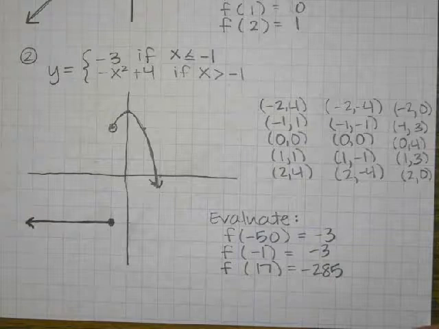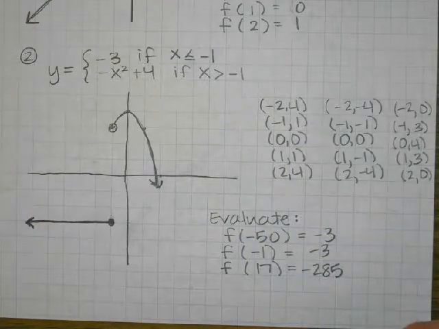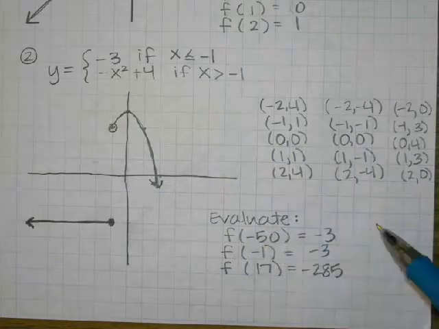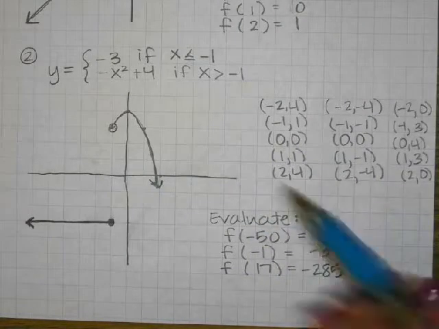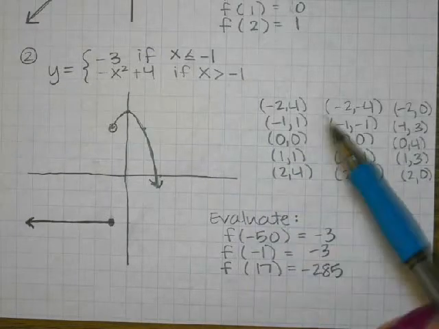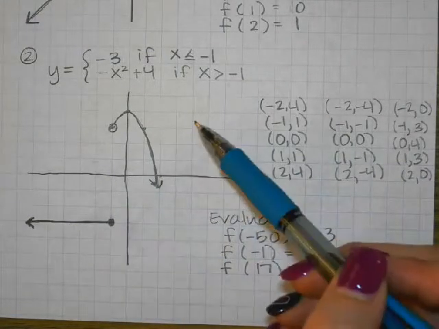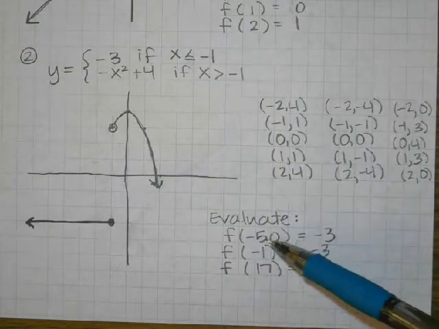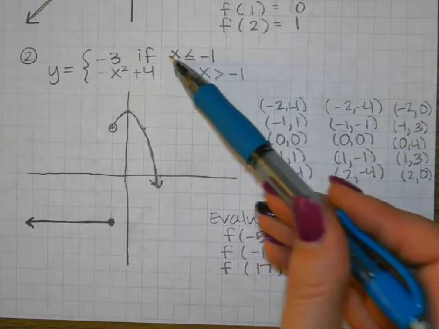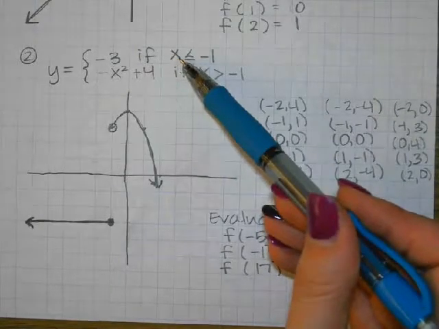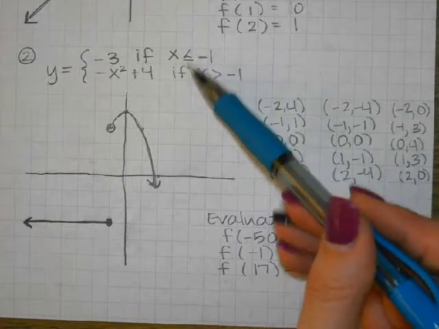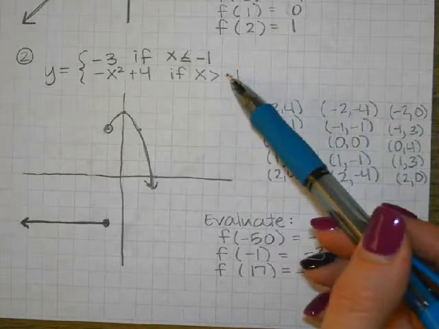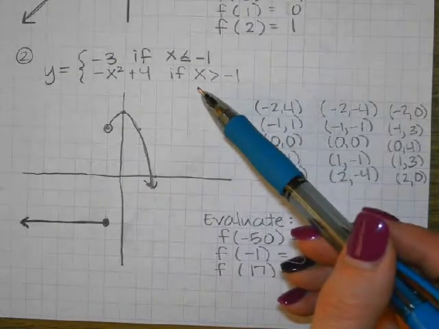What's the evaluate part? Evaluate just means, if I plug in a number for x, what do I get for y? It's complicated a little because sometimes you plug it into one of them, sometimes into the other. You look at the size of the number. Negative 50 is part of less than negative 1, so you plug it in the first one. You have to think about how big your numbers are and which inequality they fit into. Negative 50 is not greater than negative 1, so I can't plug it in there.